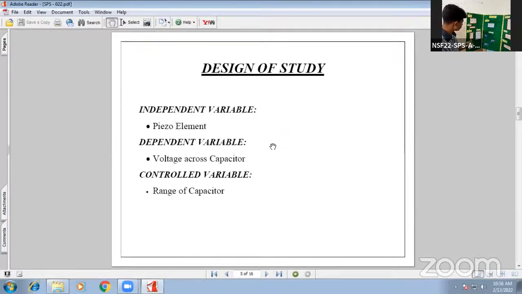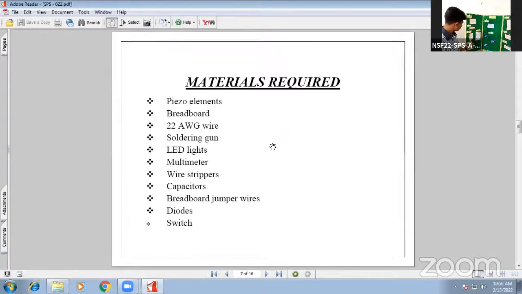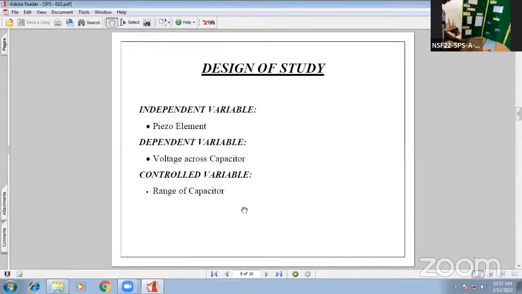Materials required: piezo elements, breadboard, 22 AWG wire, soldering gun, LED lights, multimeter, wire strippers, capacitors, breadboard jumper wires, diodes, as well as a switch. Design of study: the independent variable is the piezo element, the dependent variable is voltage across the capacitor, and the control variable is the range of the capacitor.